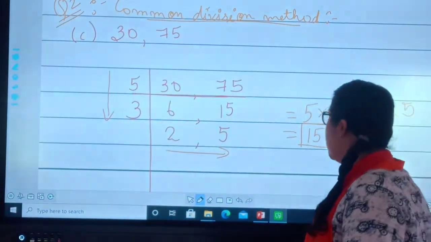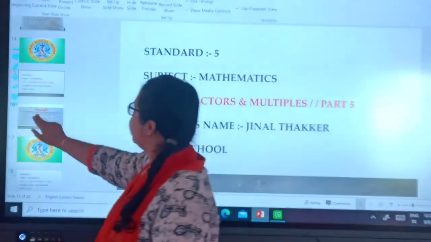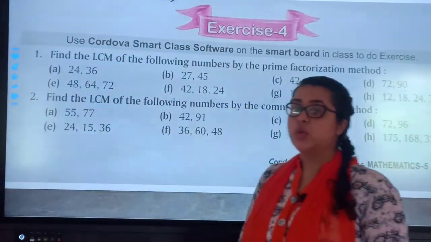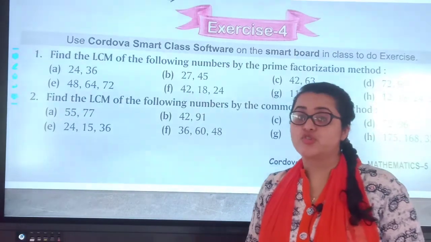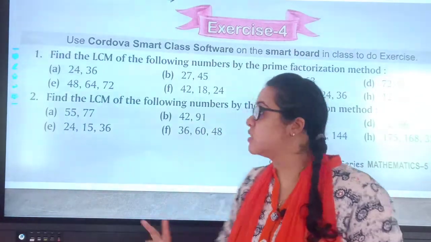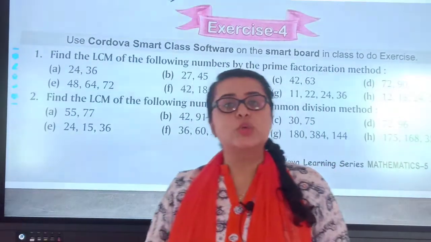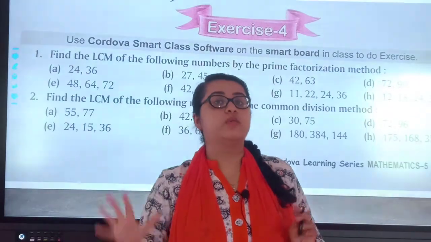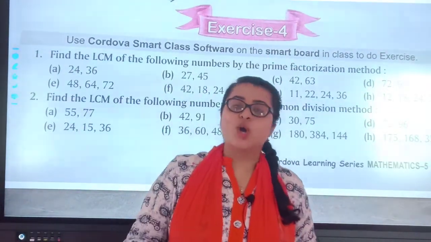So now we will be discussing our worksheets. So students, we solved two sums of the exercise. Now the remaining exercise you will be solving as a part of your worksheet as well as in the notebook. Okay students, that's all for today.